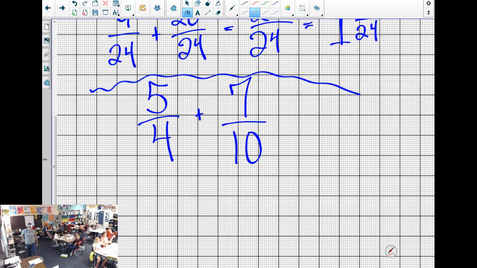Let's get out cards. See who's awake this morning. I'm not awake, so I would. Brendan, what is the common denominator between 4 and 10? Wait, why?